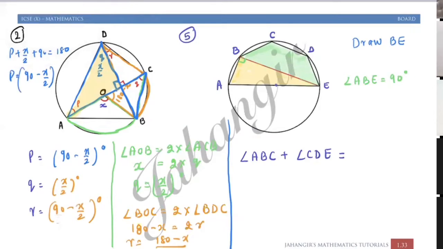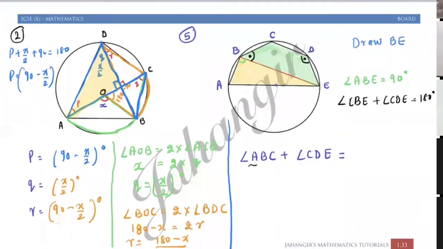See, now we know angle B and angle D will become 180 if you add both of them, because BCDE is a cyclic quadrilateral. Whichever one you can see in green is a cyclic quadrilateral. So opposite angles of a cyclic quadrilateral are supplementary. So I can say angle CBE, that is this angle, plus angle CDE, that is this angle, is 180 degrees.